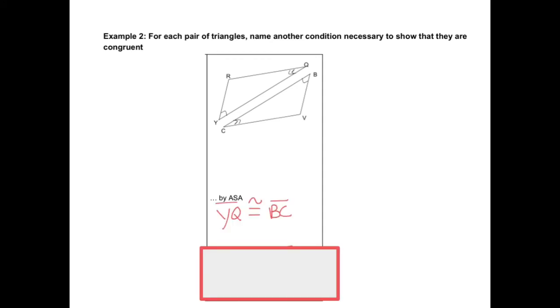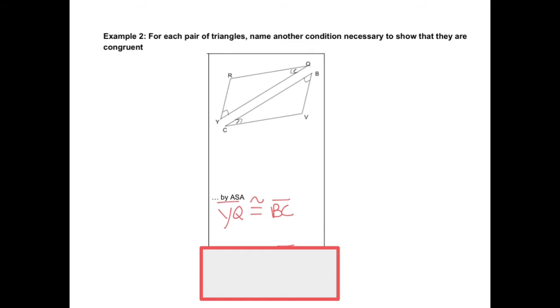So the only way to get your included side in there is that it has to be this long side here included in between these two angles. You just want to make sure you're careful with your order of your letters. If I say YQ, then it has to be BC because Y and B are marked with the same congruency and C and Q are marked with the same congruency. So you want to make sure you're careful with that.